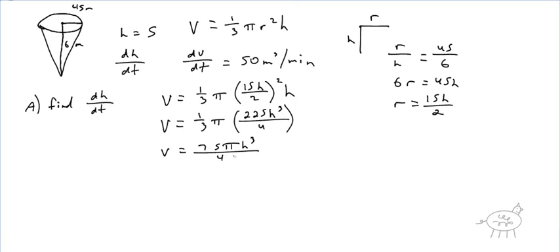All right, so let's just take the derivative of that now. So it's dV/dt. That's all constant. That's 75 pi over 4. So really it's 75 pi times 3h squared over 4.